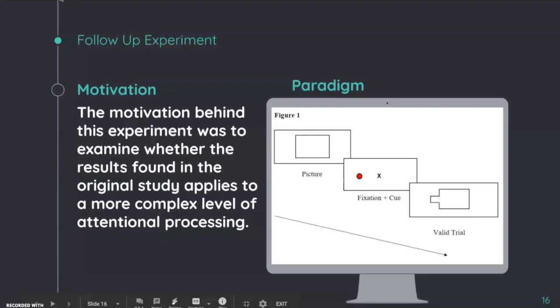The motivation behind our follow-up experiment was to examine whether the results found in the original study would also apply to a more complex level of attentional processing. To explain this using the paradigm shown here, subjects would see a picture for 3 seconds, that would then be followed by a fixation, and then a cue would occur on either the right or the left side of the fixation.